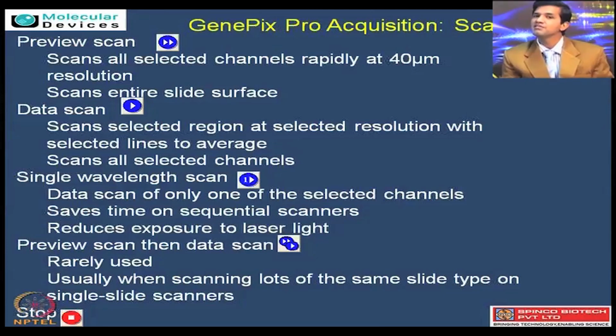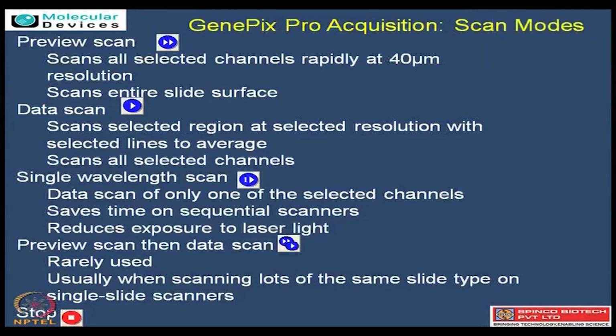If your application requires only one wavelength to be scanned, you can select in the tab only a single wavelength scan, and also a preview scan followed by the data scan. You can also set up automation so that once you do a preview scan and see that it is all good, it immediately goes for the data scan. But very rarely do people use that, because you want to check once and only then proceed.